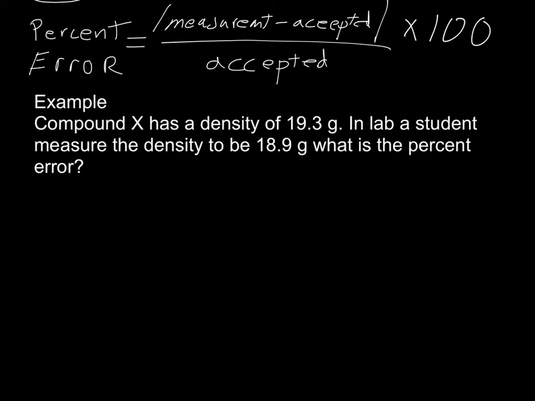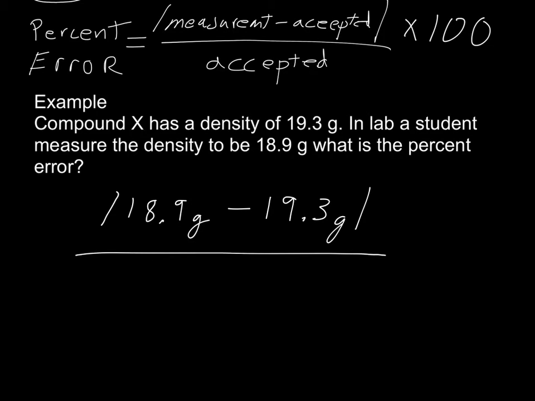Let's work a quick example. For example, compound X has a density of 19.3 grams. In a lab, a student measured the density to be 18.9 grams. What is the percent error? So percent error is the measurement. In this case, the student made a measurement of 18.9 grams. The accepted value is 19.3 grams, divided by the accepted value of 19.3 grams times 100.